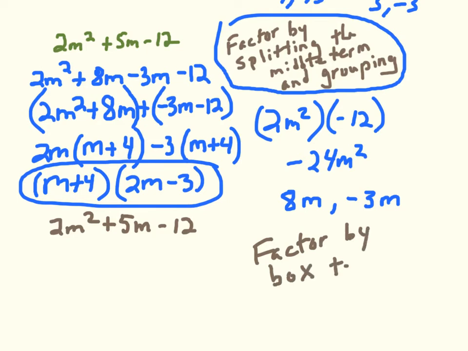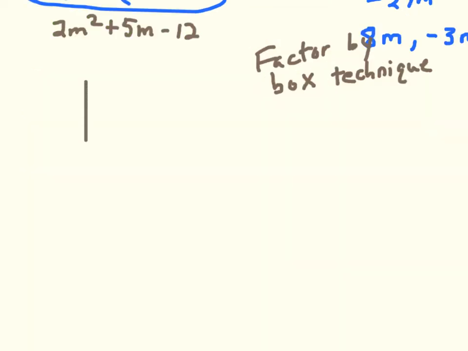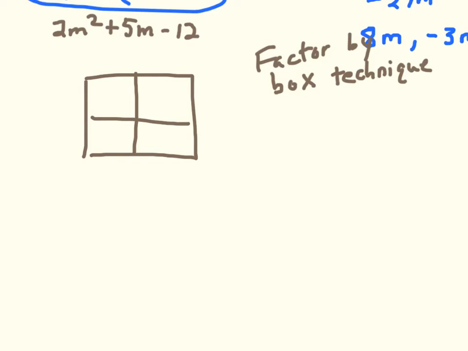And again, I wouldn't recommend doing this on easier ones, but on harder ones it may save you some time. So I make a little box here. So what I do is I make a box like so with 4 sections. And just like I did before, I want to multiply 2m squared times negative 12, and I get that same negative 24m squared.